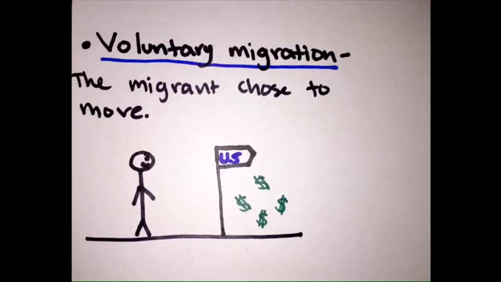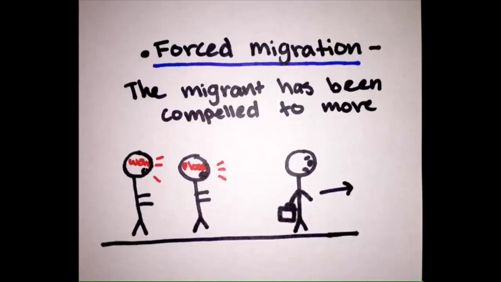The first type is voluntary migration, which is when the migrant chose to move. For example, here in the picture, this migrant is choosing to move to the US for economic opportunities. The second type is forced migration, which is when the migrant has been compelled to move. Examples of this would be political and environmental factors such as war and floods.